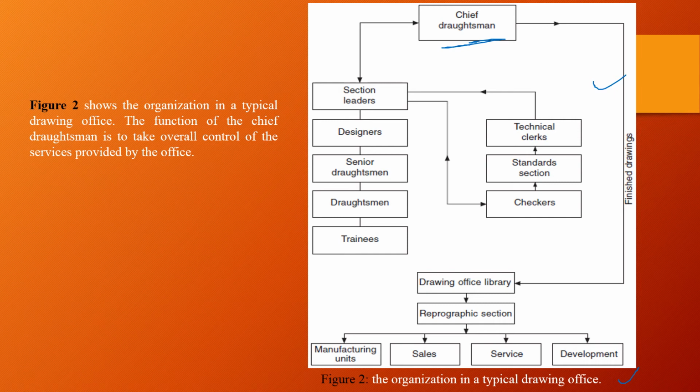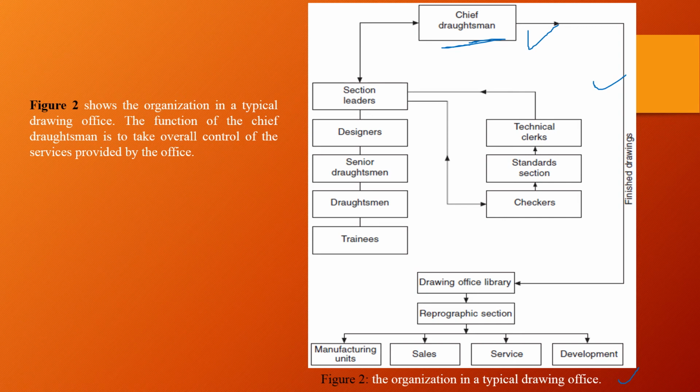It means that the chief draftsman is in charge. He is the controller of everything in the manufacturing company. He is controlling the section leading design, senior draftsman, and draftsman, trainer. Everyone is connected with their training, technical clerk, standard section, and the checkers. All of them are section leading. They are connected, coming from here and going to there into the leading section.